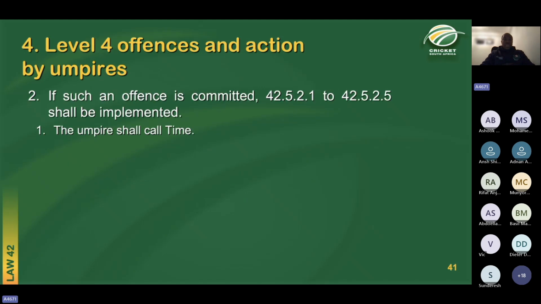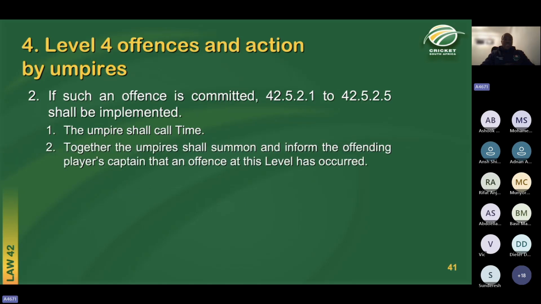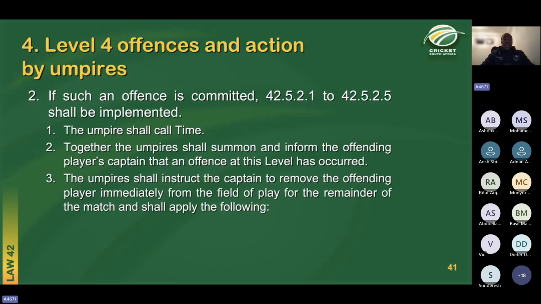So what is the punishment for a level 4 offense? Together, the umpires shall summon and inform the offending player's captain that an offense of level 4 has occurred, and the umpires shall instruct the captain to remove the offending player immediately from the field of play for the remainder of the match. That means they will not take any further part in that particular match.